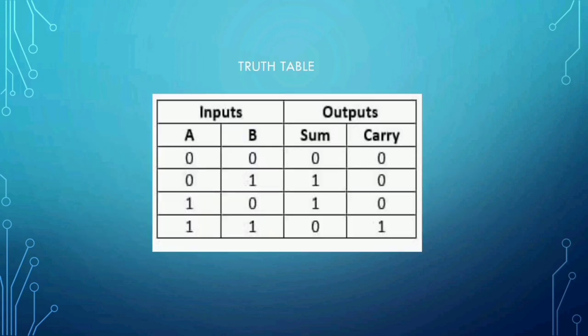Truth table for half adder. Inputs 0 0, sum 0, carry 0. Input 0 1, sum 1, carry 0. Input 1 0, sum 1, carry 0. Input 1 1, sum 0, carry 1.